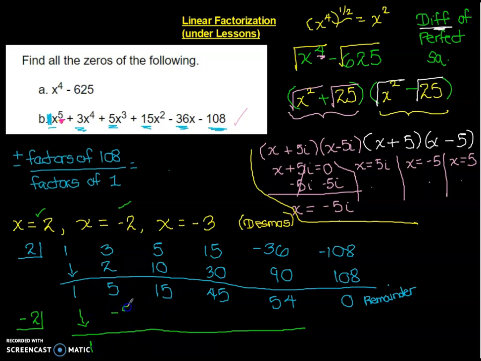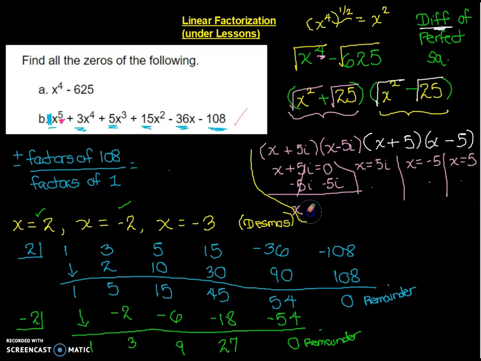1 times -2 is -2. 5 plus -2 is 3. 3 times -2 gives me -6. 15 plus -6 gives me 9. 9 times -2 gives me -18. 45 plus -18 gives me 27. And 27 times -2 is -54. So once again, we have a 0 remainder. So from here, I'm going to take these values.